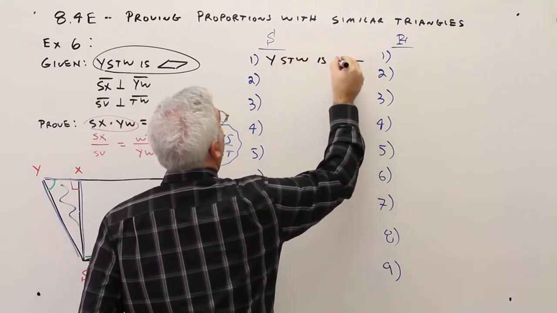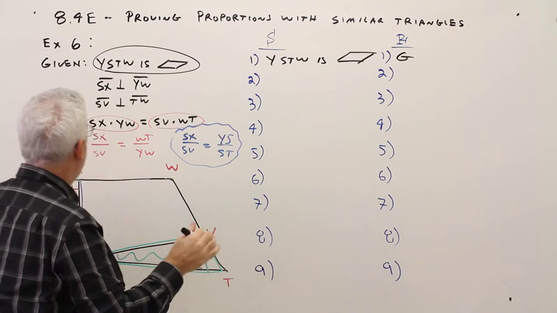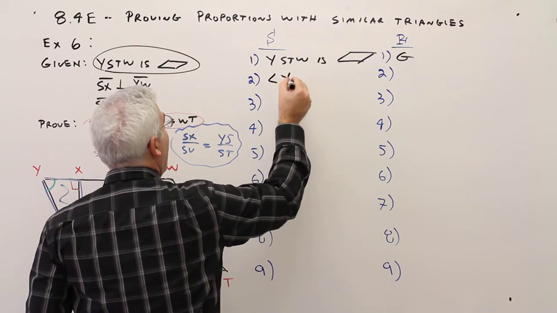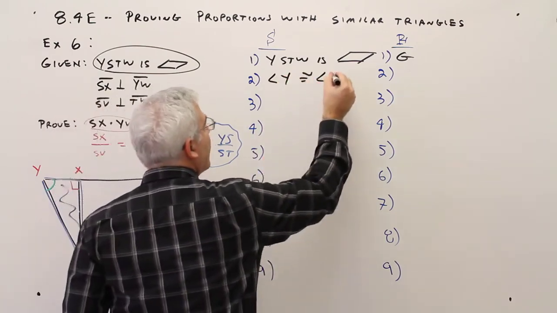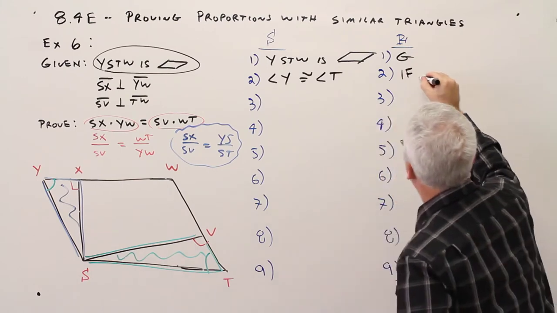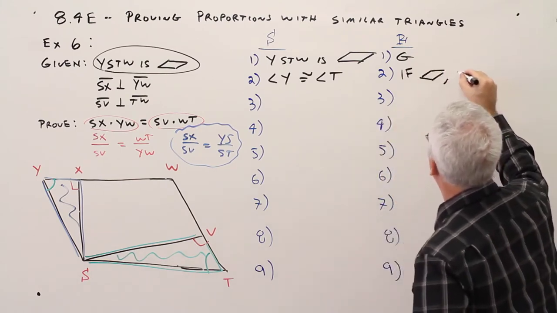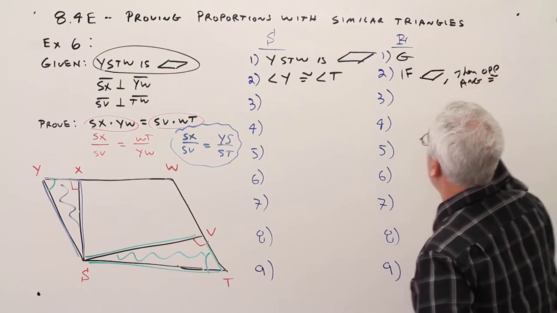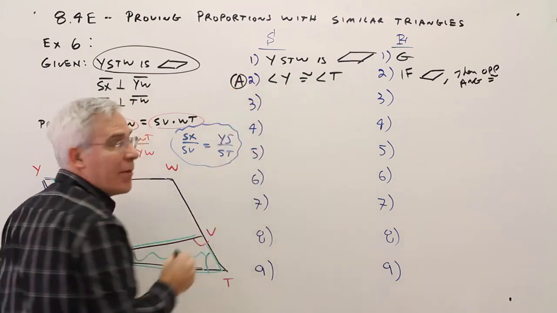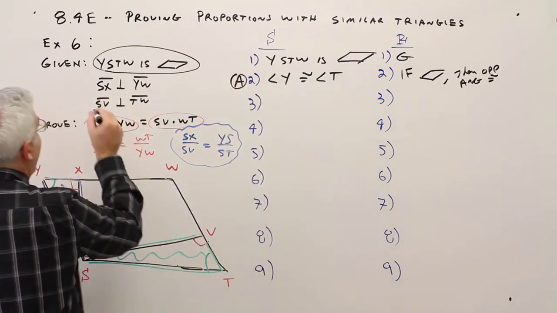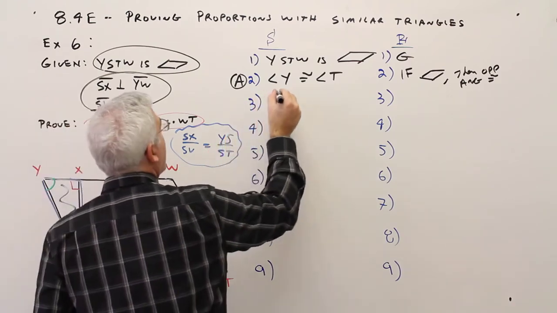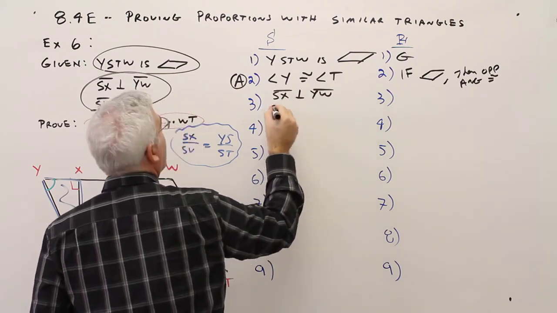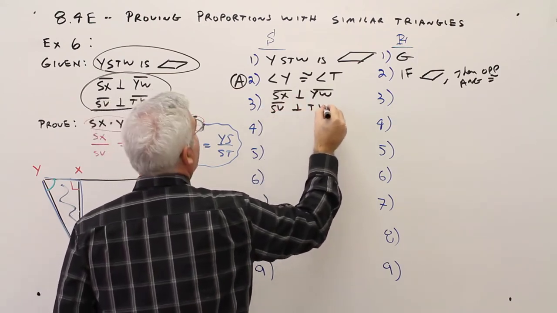YSTW is a parallelogram. Given. Based on that, I got these opposite angles to be congruent. So angle Y is congruent to angle T. If parallelogram, then opposite angles congruent. That's one of my angles in angle-angle similarity. Then I'll use these statements over here. SX perpendicular to YW. SV perpendicular to TW.